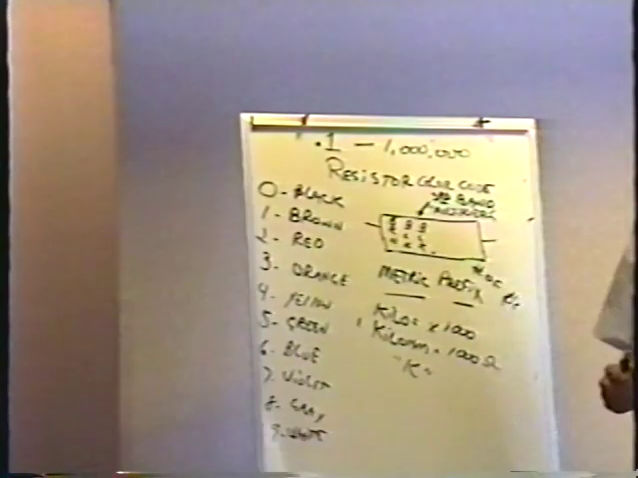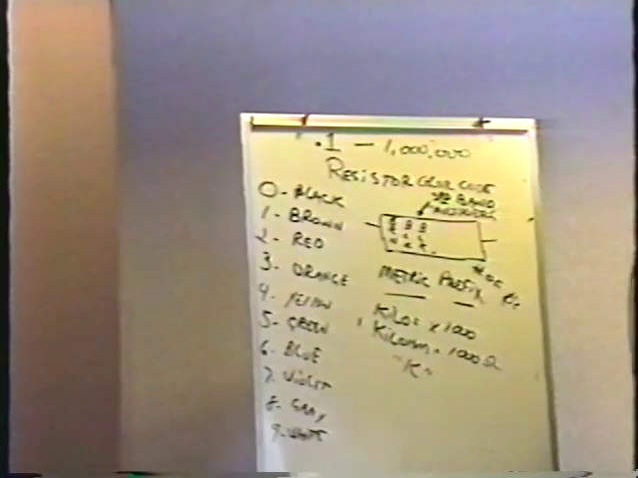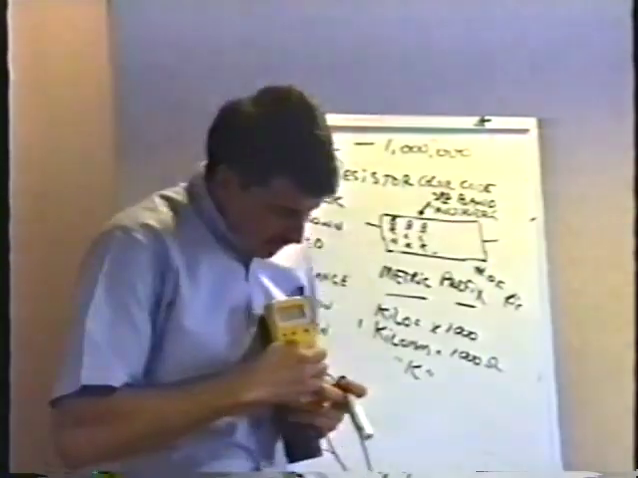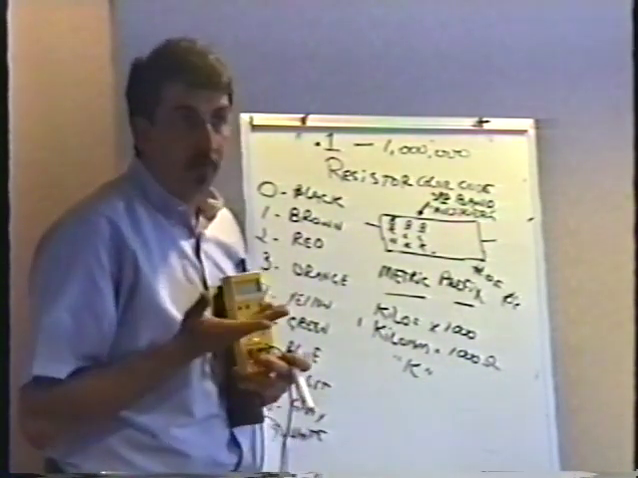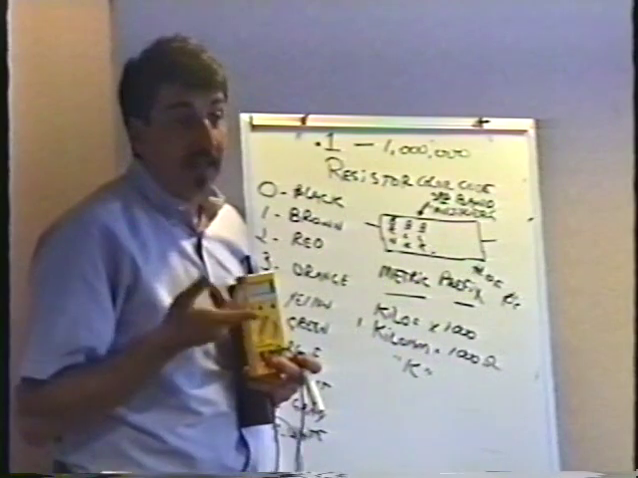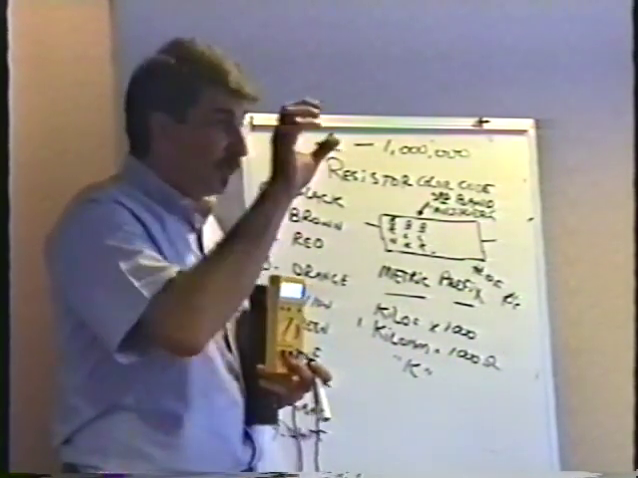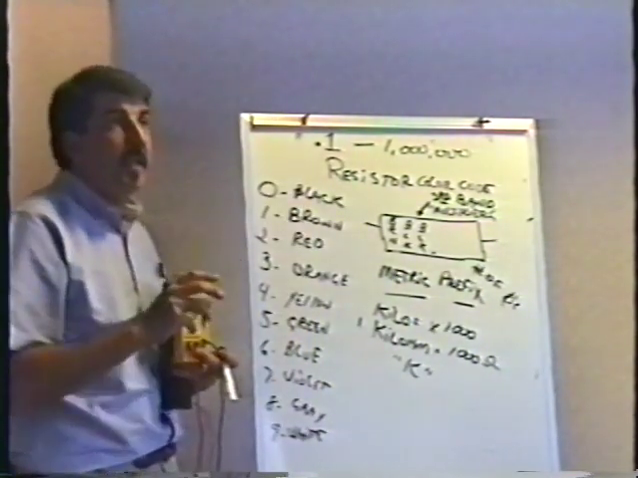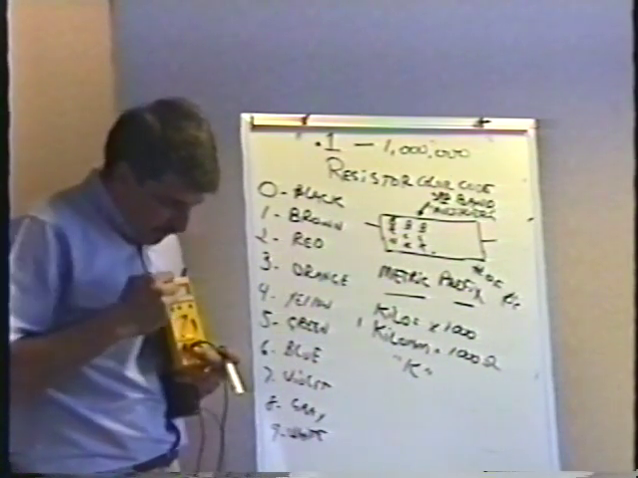Now, some meters are auto-ranging. For instance, on this meter, it doesn't say K on it. You just set it to ohms, and it automatically sets itself for the proper range. Some meters are like that. Some meters are not. I personally prefer the meter where you actually set it to whatever range you want, because it makes you more aware of what's going on. On an auto-ranging meter, you have to be careful.